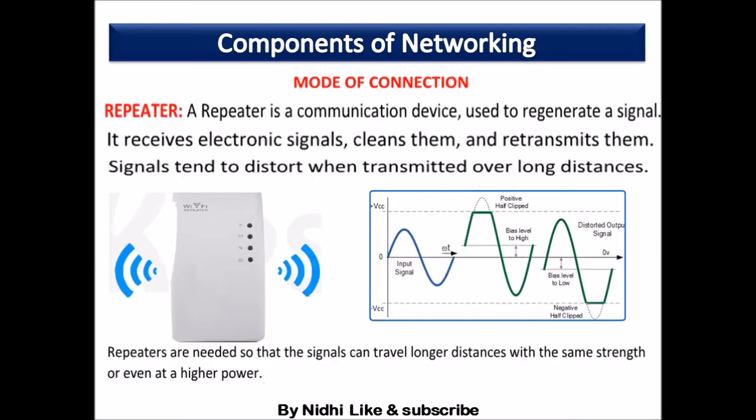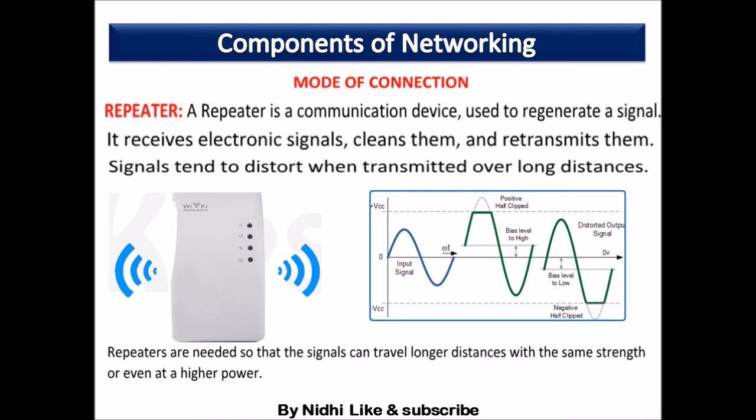Now the next term is repeater. Whenever we are sending a signal from one place to another, we send it through a transmission medium. Transmission medium can be air, telephone lines, etc. Whenever we are transmitting a signal, it happens that due to noise or other hindrances in the network, the signal gets weak. If we don't want our signal to be altered or weakened, a repeater is required. A repeater is a communication device that is used to regenerate a signal. That means it should not destroy our signal or make it weak.